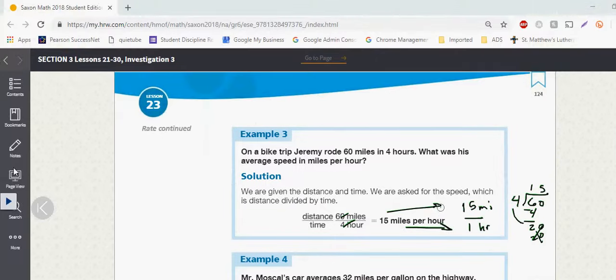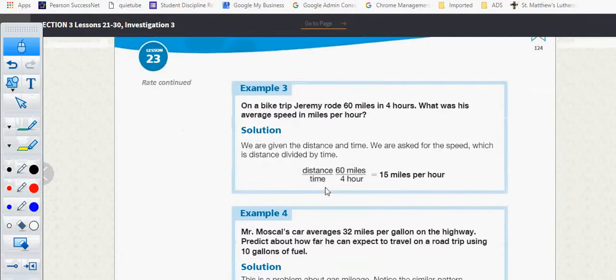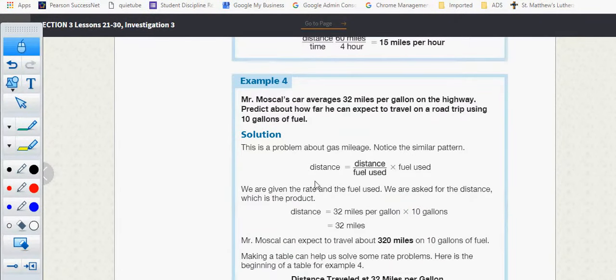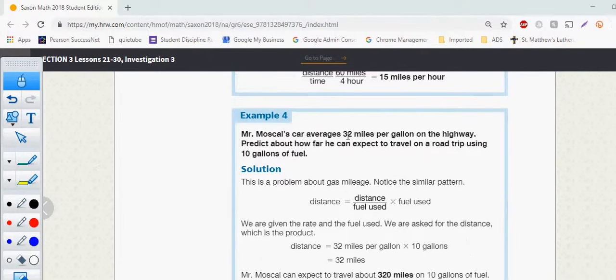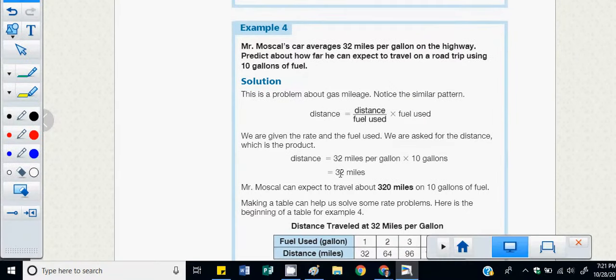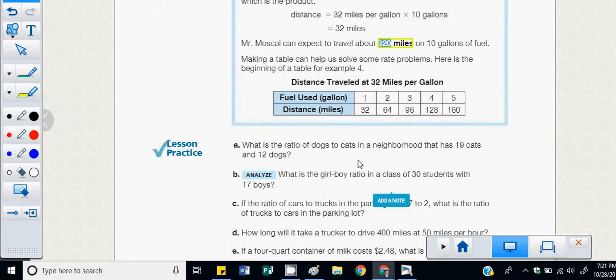Let's do one last one before lesson practice. Mr. Moskow's car averages 32 miles per gallon. It's already down to a reduced rate per 1 gallon. We don't have to do any dividing here. Predict how far he can expect to travel on a road trip using 10 gallons of fuel. Well, if you get 32 miles for 1 gallon, and we're going to use 10 gallons, how many miles? Just multiply your 32 by the 10 gallons, and you get 320. So in that case, we use multiplication to solve an estimate problem.